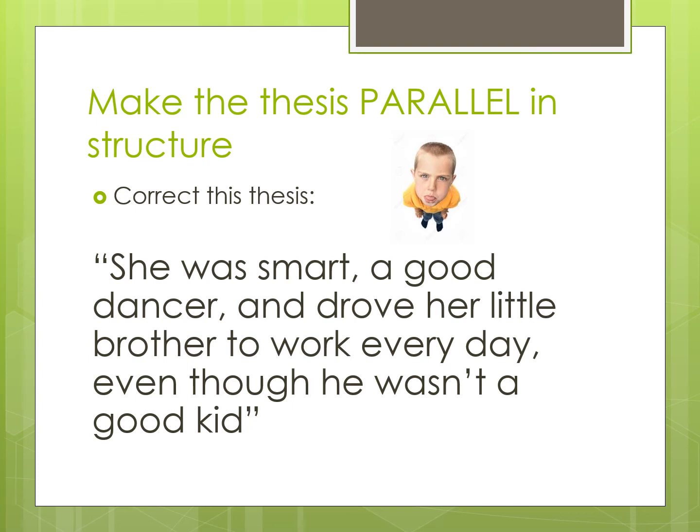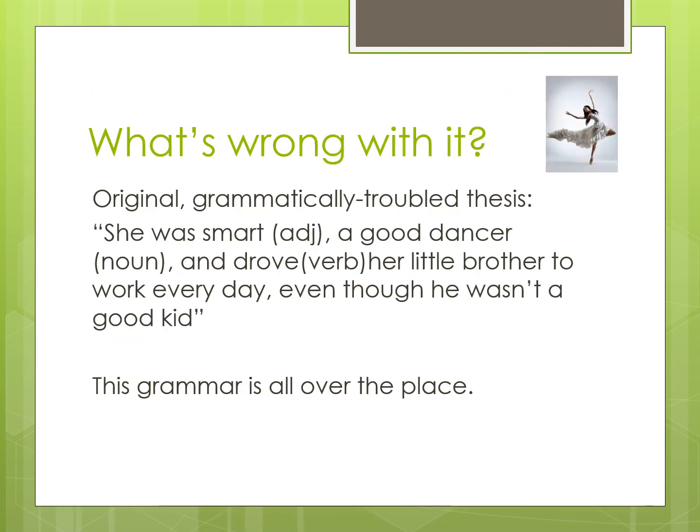Okay, look at this example. This one is not okay. She was smart, a good dancer, and drove her little brother to work every day, even though he wasn't a good kid. The sentence makes sense, but it doesn't flow well. It needs parallel structure. Okay, if you look at this, she was smart. Smart is an adjective. A good dancer, noun, and drove, verb, her brother to work every day, even though he wasn't a good kid. It's all over the place.